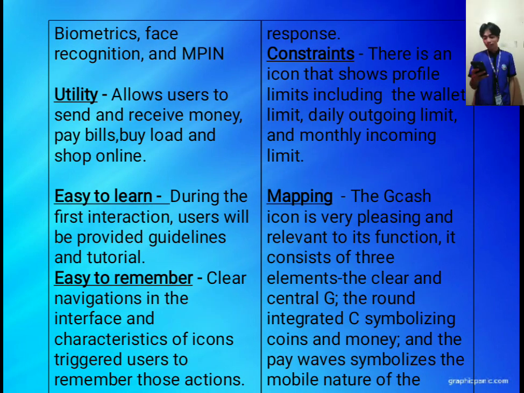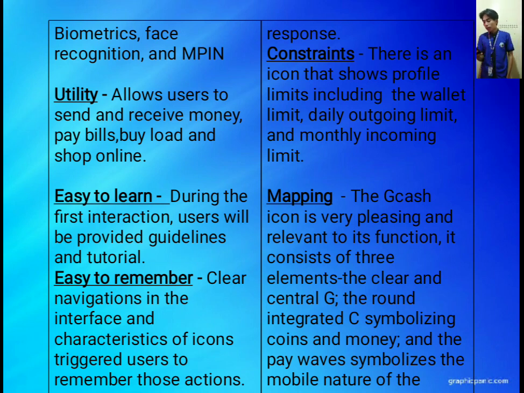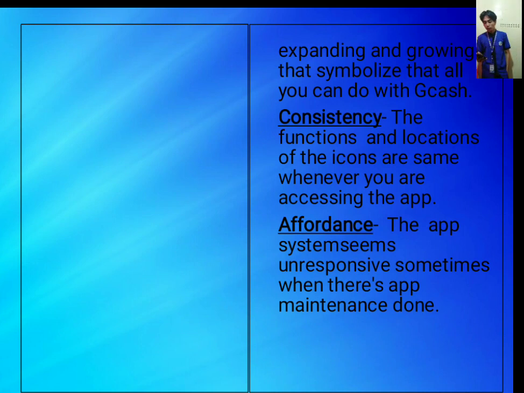The constraints, there is an icon that shows profile limits including the wallet limit, daily outgoing limit and monthly incoming limit. Sa mapping, the GCash icon is very pleasing and relevant to its function. It consists of three elements, the clear and central G. Tapos ang C ga symbolize siya og coins and money. Then the waves symbolize the mobile nature of the expanding and growing, that symbolize all you can do with GCash. So consistency, the function and location of the icons are the same whenever you are accessing the app.